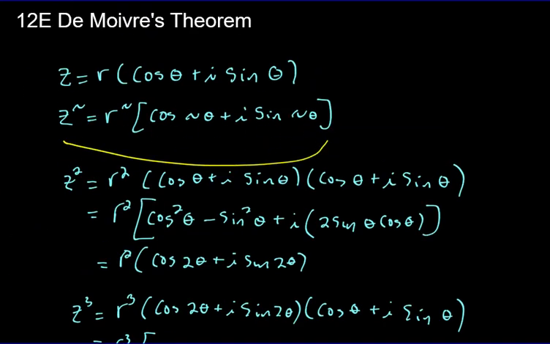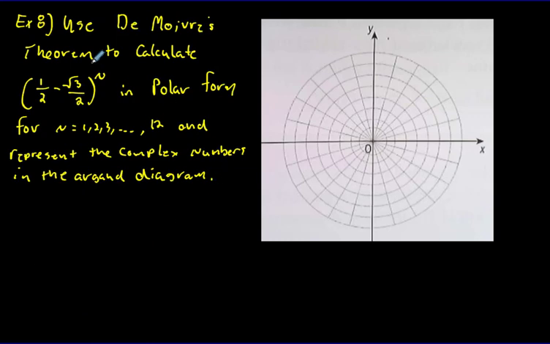And let's go ahead and look at an example, right? So it says, example 8, use De Moivre's theorem to calculate the complex number 1/2 minus root 3 over 2 i to the nth power in polar form for n equal to 1, 2, 3, all up to 12, and represent the complex numbers in the Argand diagram.